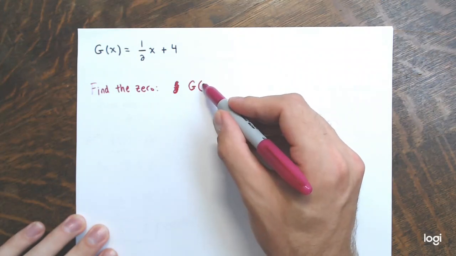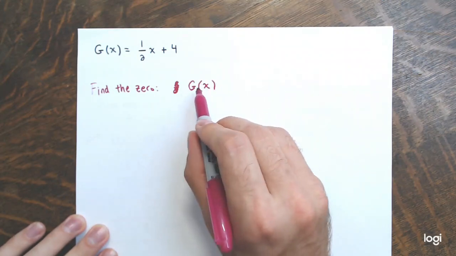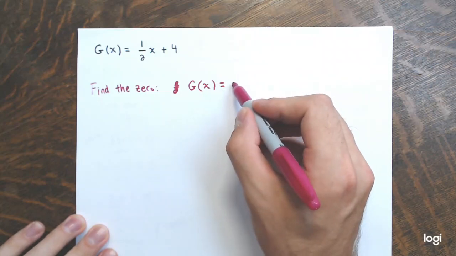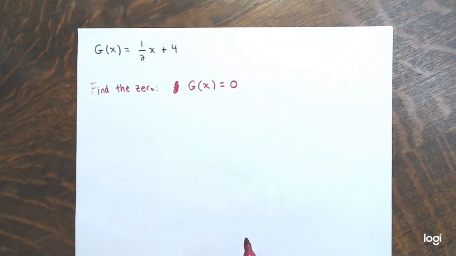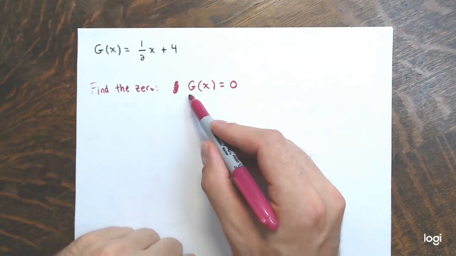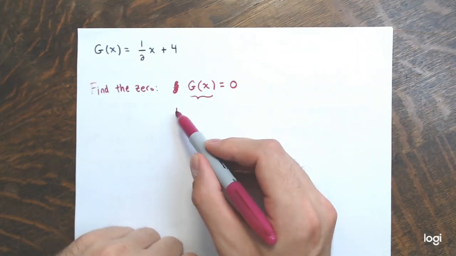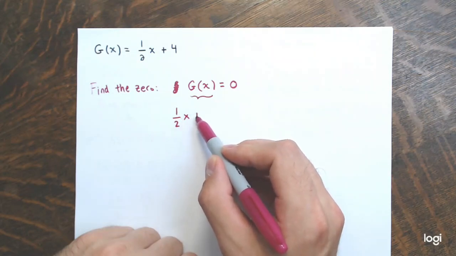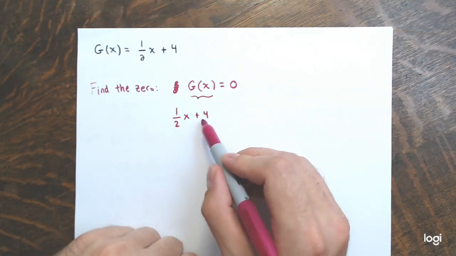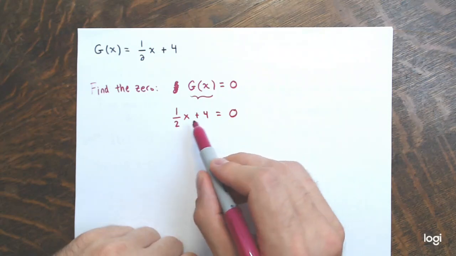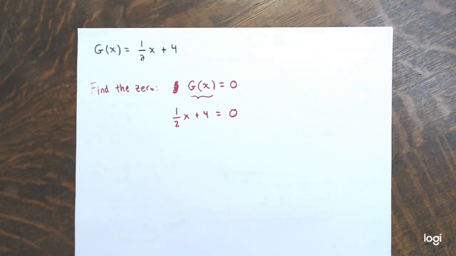So g of what x? The value of g at what x value, what x input, would give me an output of 0? And what is this g of x? That's half times x plus 4. When is the output equal to 0? I'm solving for the input. What input gives me an output of 0? And that input would be called a 0 of this function g. Okay, now you could do this a couple ways. There's a couple approaches you could take to equations where there's a fraction involved.